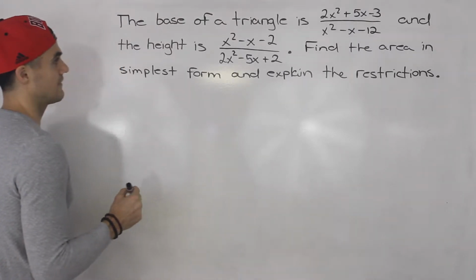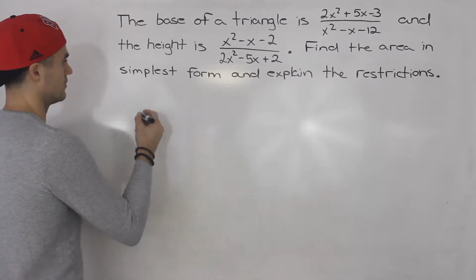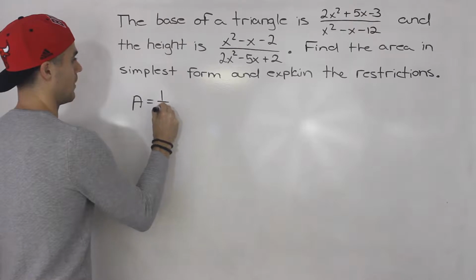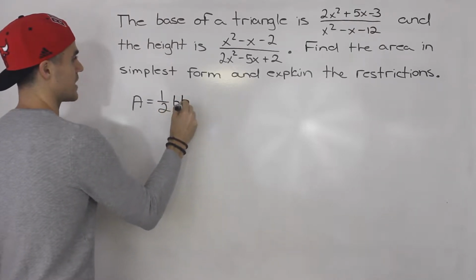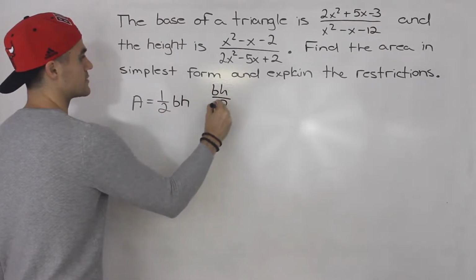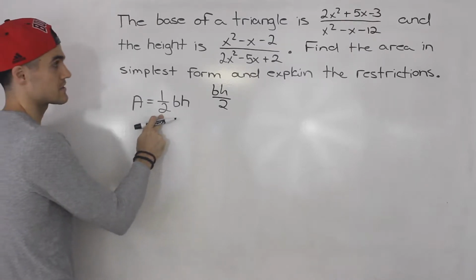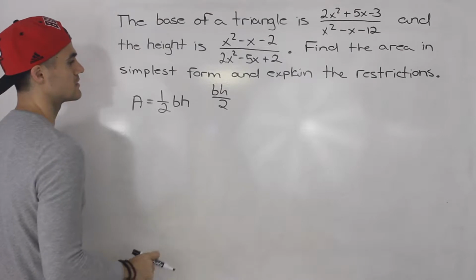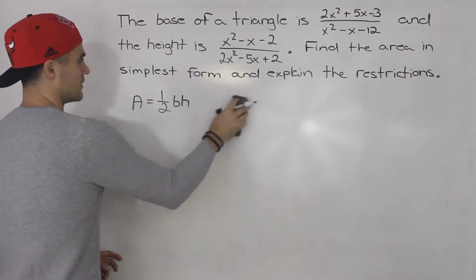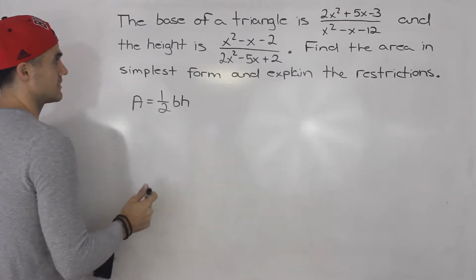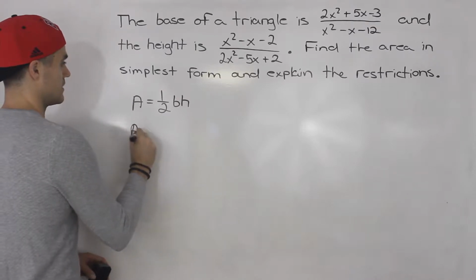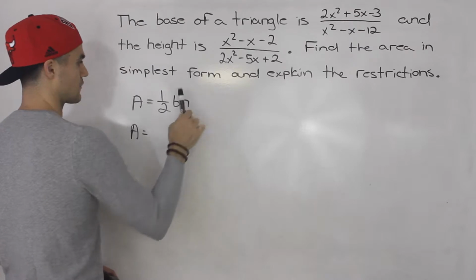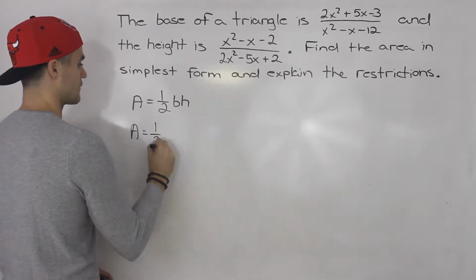Okay, so we have to find the area of this triangle, and we know the area of a triangle is equal to what? 1/2 base times height, or base times height divided by 2. But I like to rewrite it like this when I'm dealing with rational expressions. Both of these are the same. So now what we simply have to do is plug in this for the base and then this for the height. So we'll have 1/2.